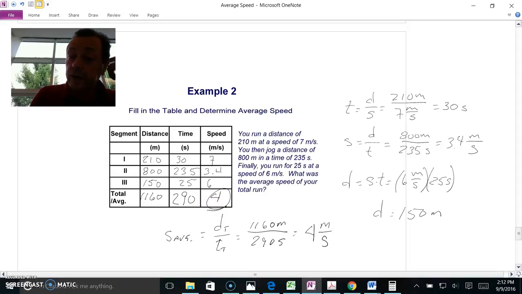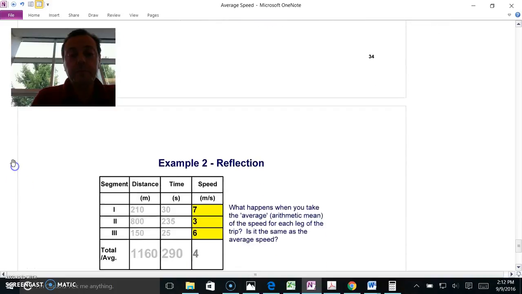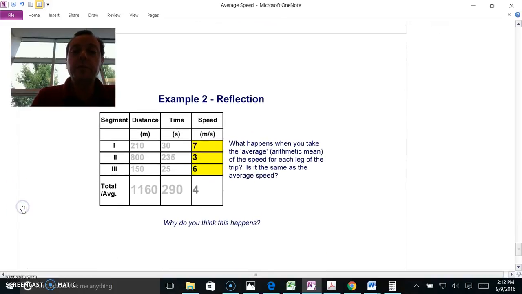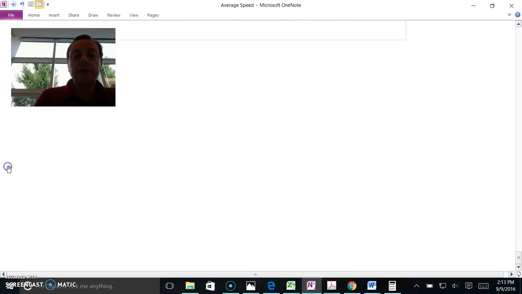If you take the average of the three speeds from each of the segments, it does not come out to 4 meters per second, because the segments are all different lengths of time. The distances are all different segment lengths. Okay, a second example. What happens if you take the average arithmetic mean of the speed for each leg of the trip? Is it the same as the average speed? Well, I've already told you. No, it is not.